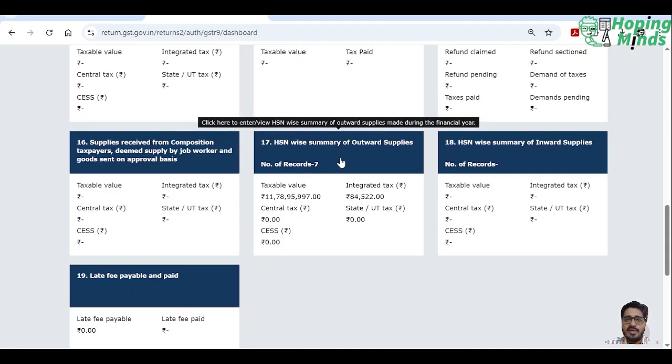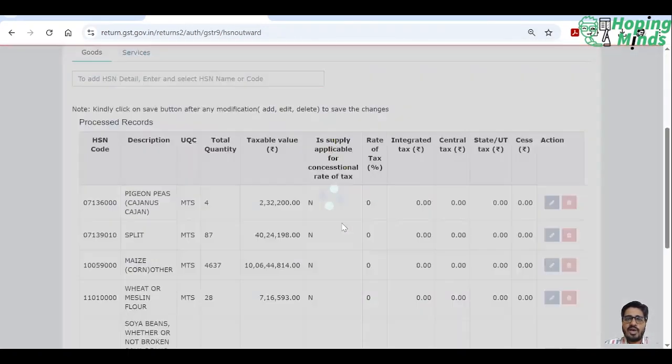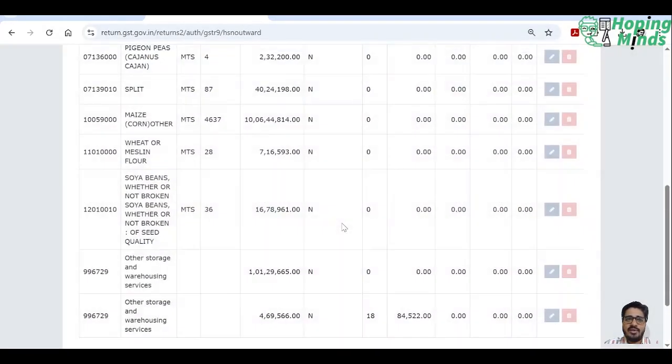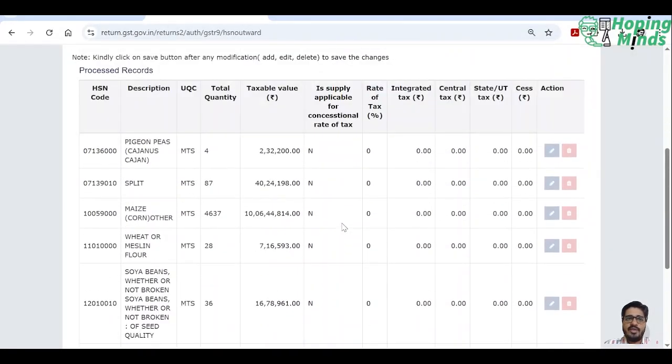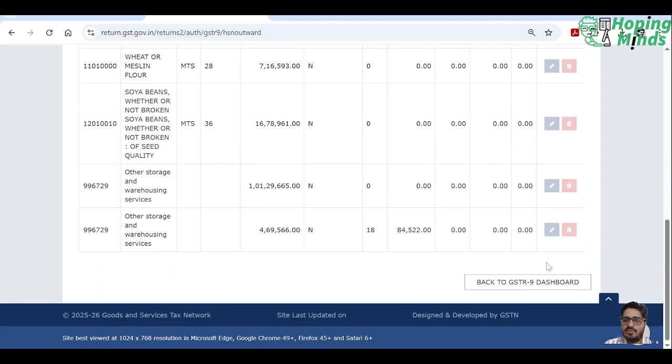HSN-wise summary of outward supplies. We have made the HSN-wise summary of all the outward supplies during the year. Here we have HSN code, description, quantity, unit of the quantity, then total quantity, taxable value. Is supply applicable for concessional rate of tax? No. Rate of tax, integrated, central, state, cess, and finally the actions, which is not allowed to be taken.